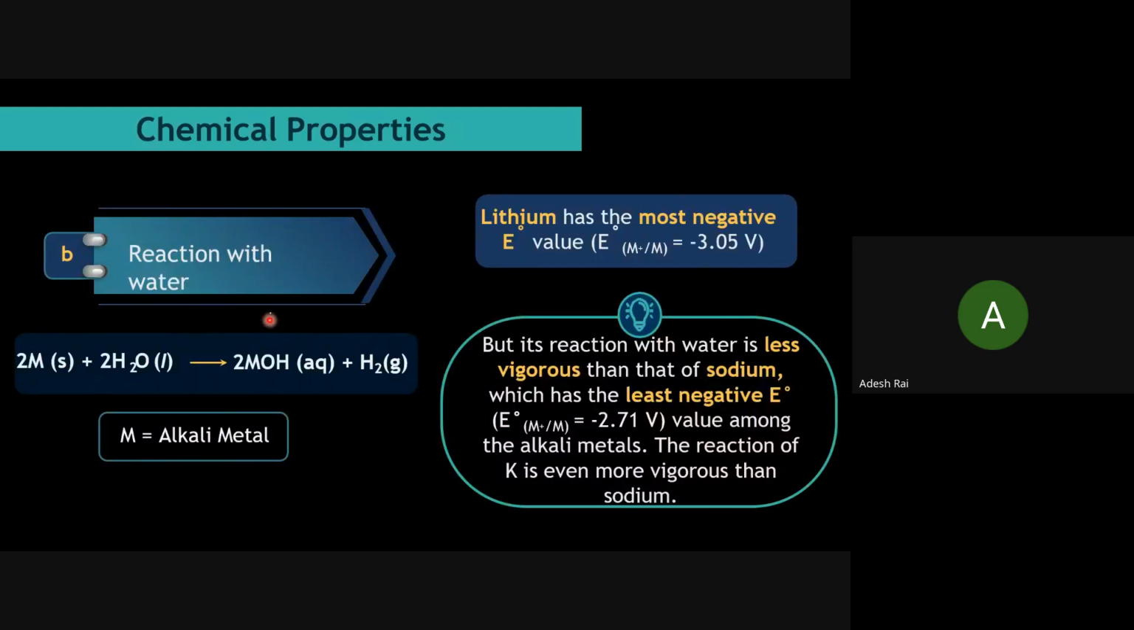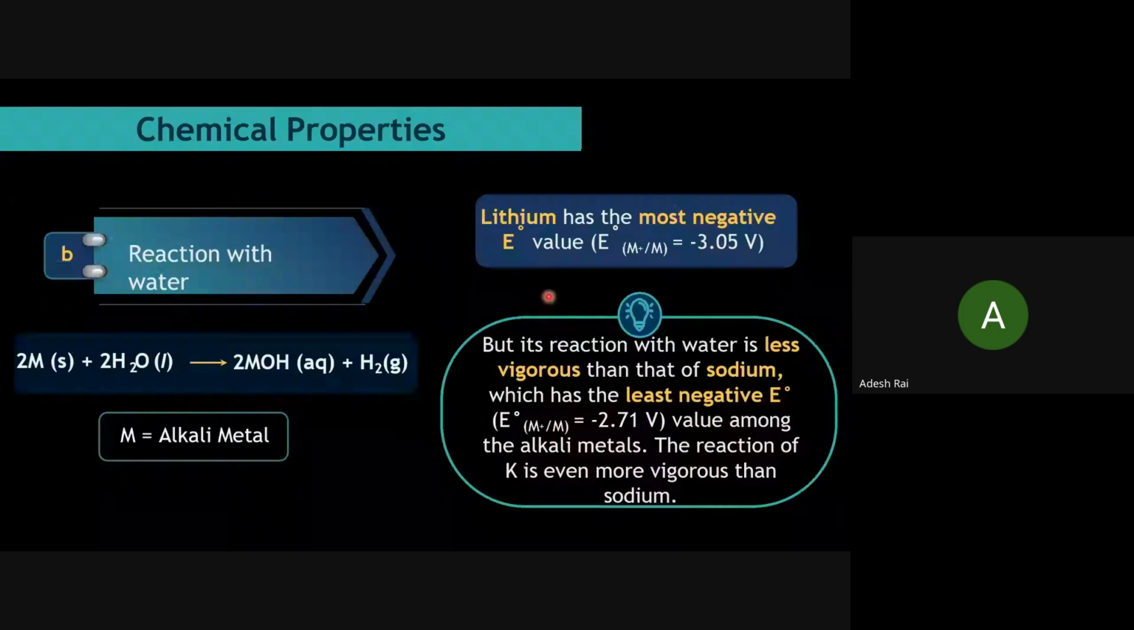Reaction of metals with water. When metals react with water, what will happen? They will form metal hydroxide, and hydrogen gas will be released. This is true for all alkali metals. Alkali metals on reaction with water will form alkali metal hydroxide and hydrogen gas is released.